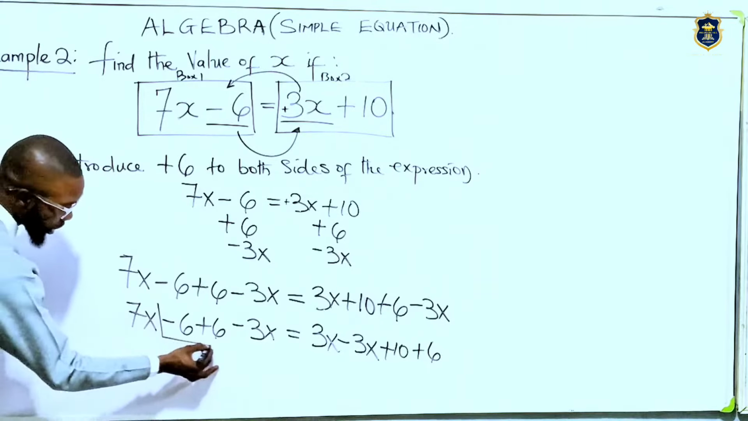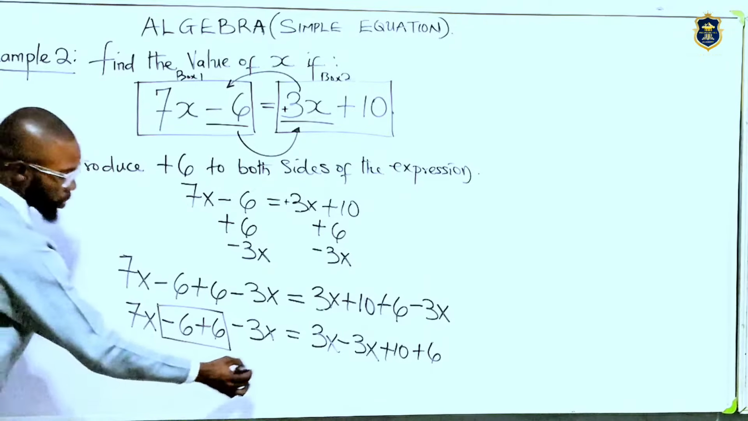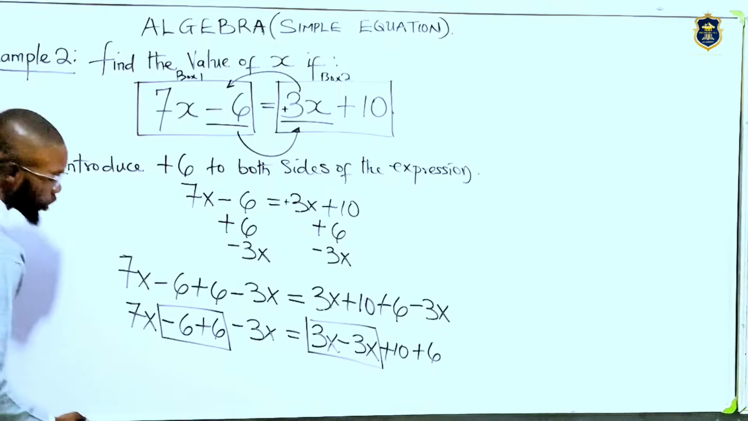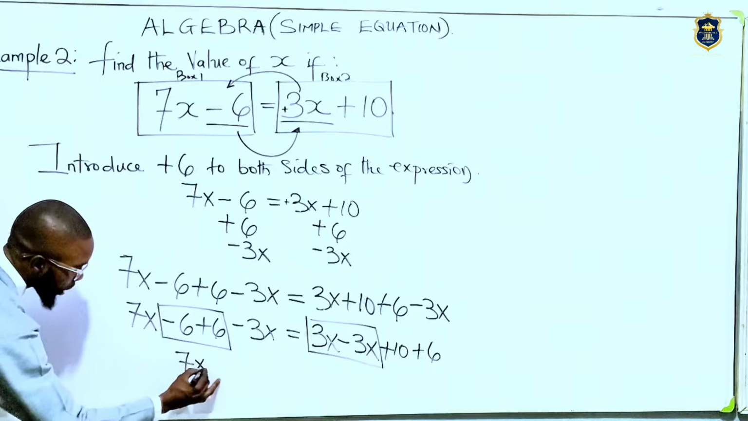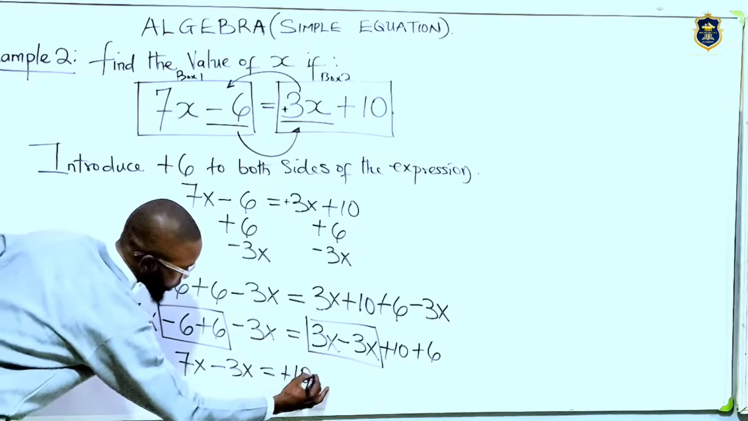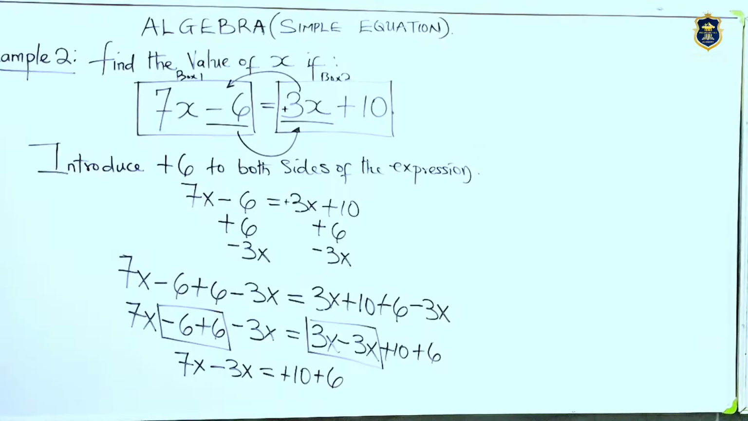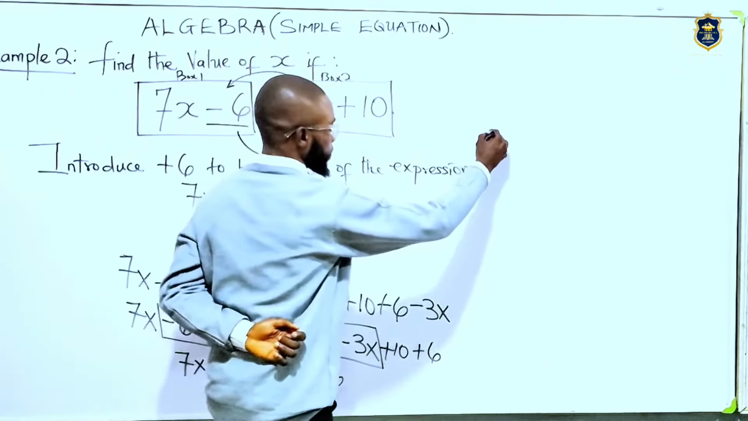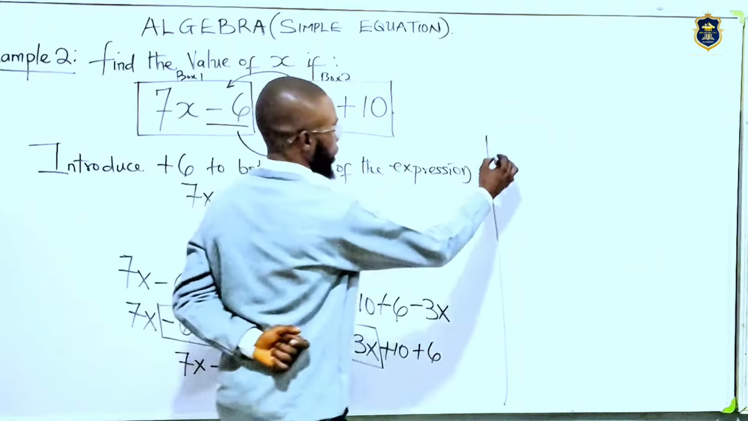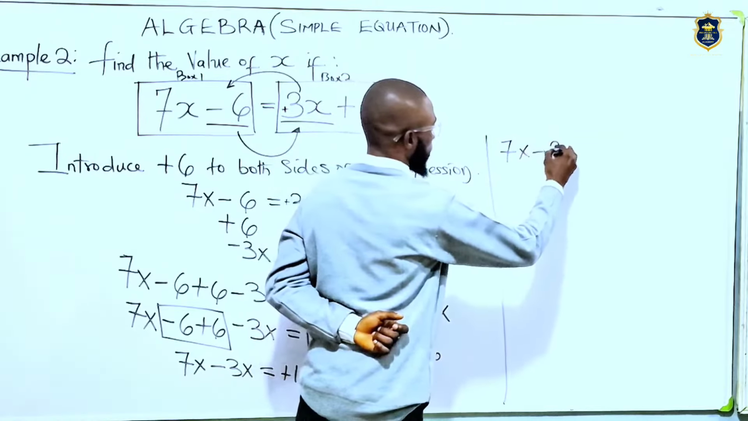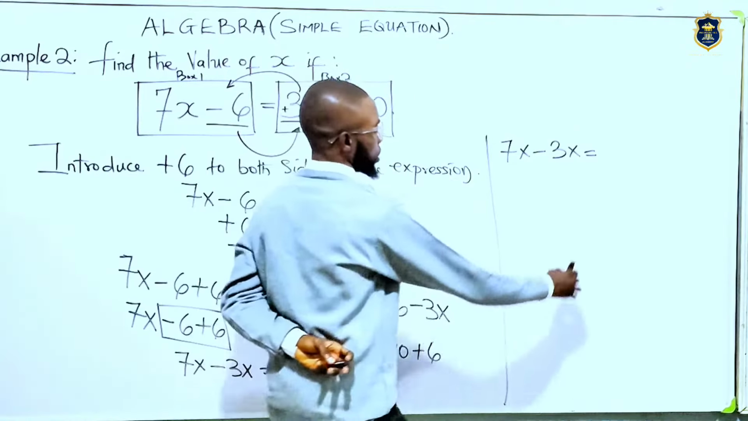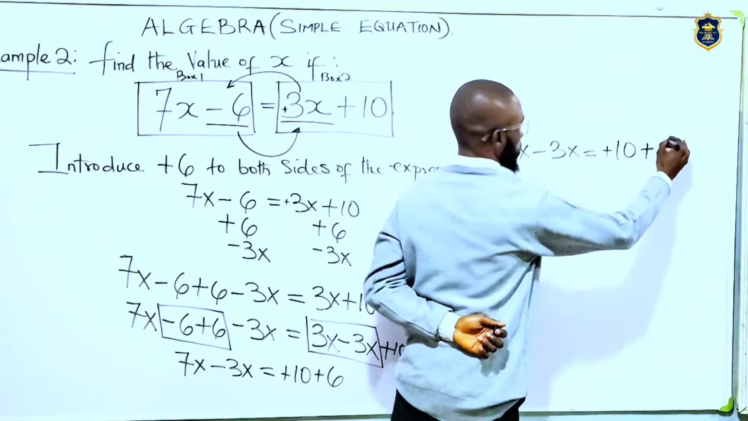So look, -6 plus 6 will give us 0. And also 3x minus 3x will also give us 0. That leaves us with what? Left with 7x minus 3x is equal to what? Plus 10 plus 6. Right? So let's just start from the board. Let's go. We have 7x minus 3x equal to plus 10 plus 6.